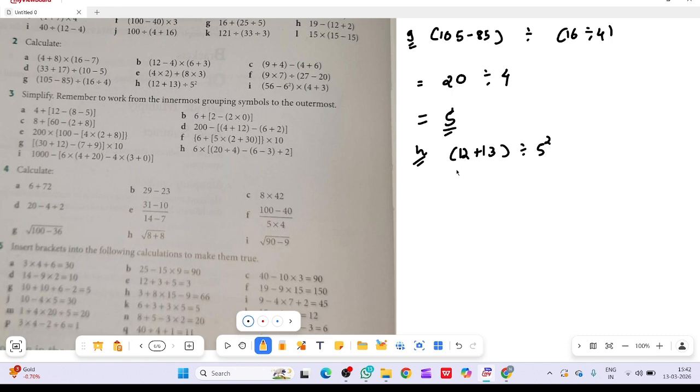So 12 plus 13 is what? 25 divided by 25, which is equal to what? 1.